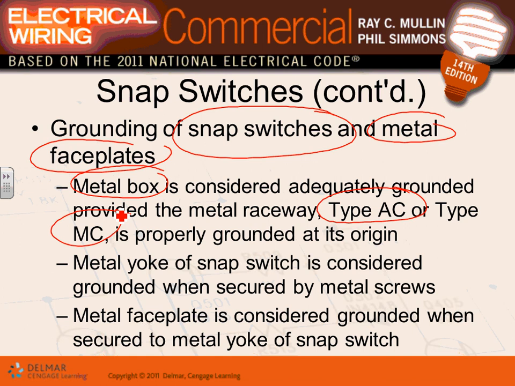The metal yoke of the snap switch also has to be grounded. Like we said, a snap switch is considered grounded when it's secured by metal screws. You secure them with metal screws to a metal box that will be grounded. You don't have to pigtail them. A metal faceplate is considered grounded when you attach it to the yoke of the switch.